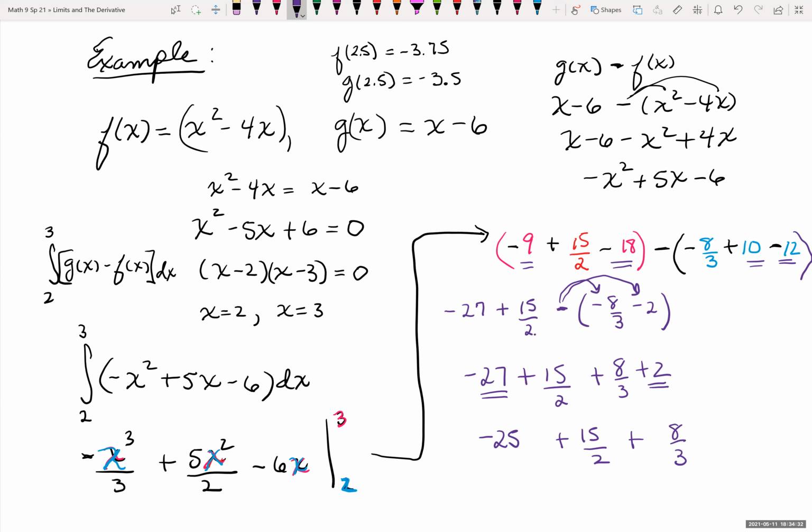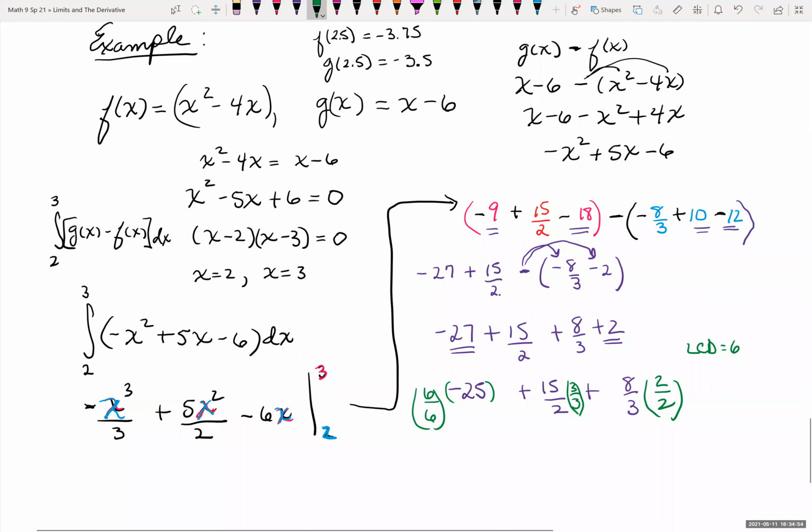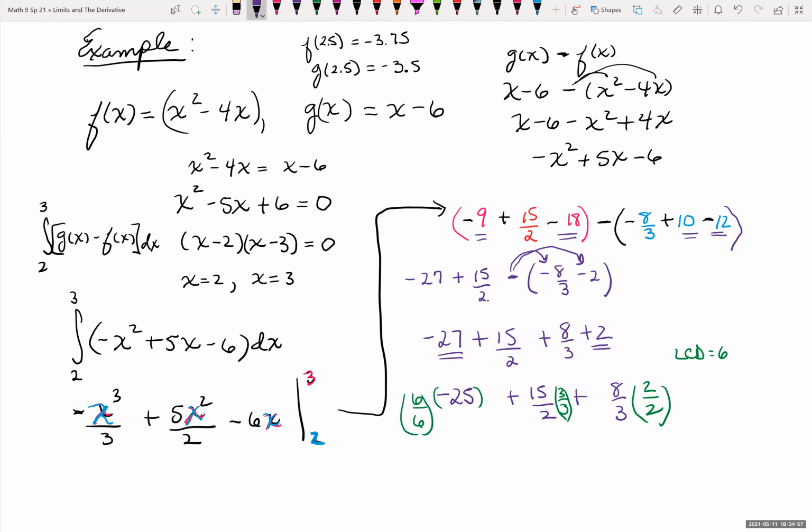So I need a common denominator. My least common denominator is 6. So I'm going to multiply this negative 25 by 6/6, this 15 halves by 3/3, and this 8/3 by 2/2. So negative 25 times 6, that's negative 150, all over 6. 15 times 3 is plus 45, plus 16.